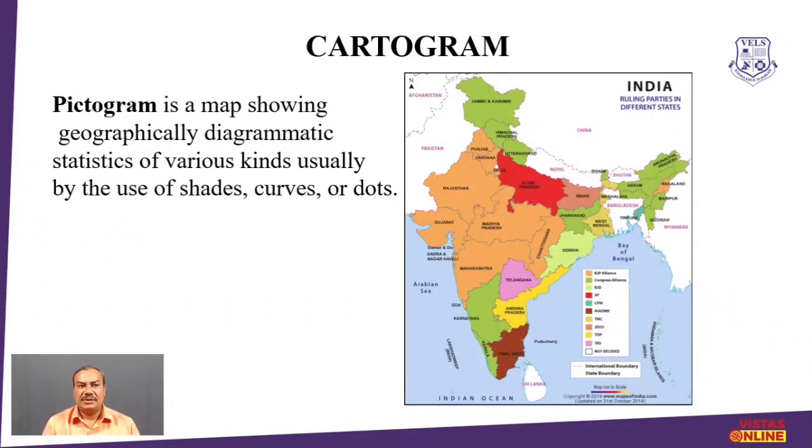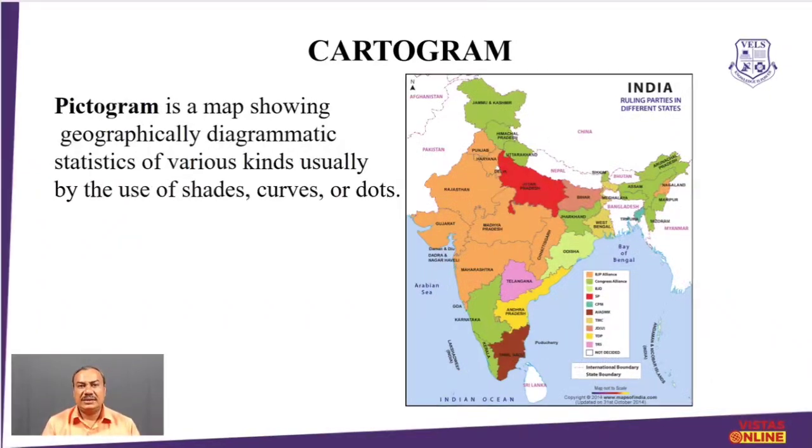Similarly, in maps, we can highlight the railway path, airlines path, shipping path, etc., by using some conventional symbols. This is what a cartogram is. So far, we discussed the different types of diagrammatic representations, namely one-dimensional diagram, two-dimensional diagram, three-dimensional diagram, pictogram and cartogram. Thank you.